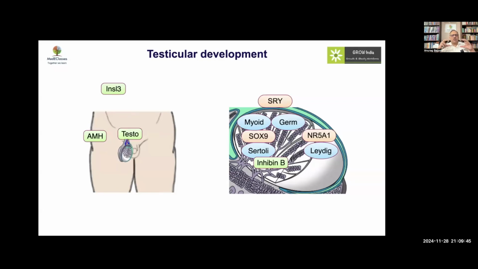So, for the testis to descend in the scrotum, it has to itself produce multiple protectors like insulin-like factor 3, AMH, and testosterone. So if a testis is scrotal, this itself means that the testis is well developed. It has got both Sertoli and Leydig cell components, and therefore there will be a significant amount of testicular function which is preserved.